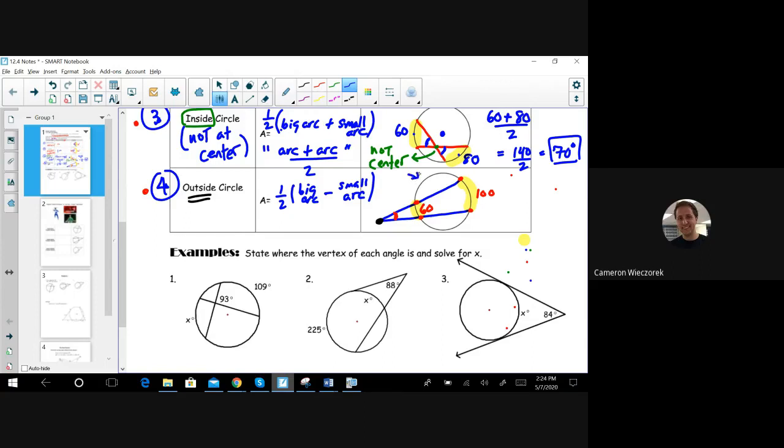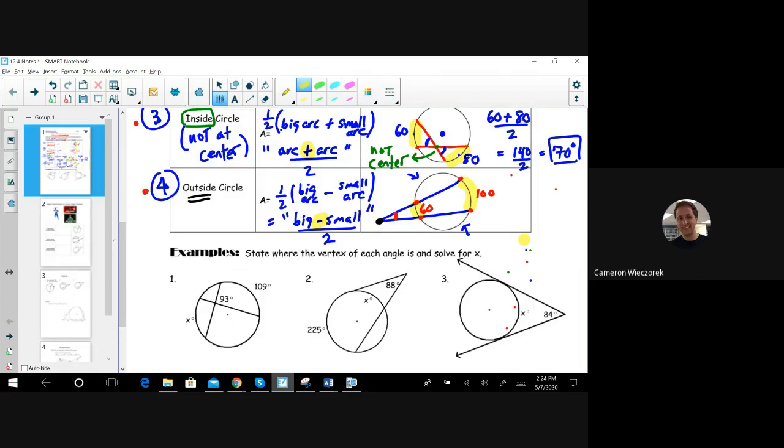And we're always looking at the arc measures that are in between the segments. Okay? We're not looking at this one and we're not looking at this one. We're looking at the ones highlighted in yellow. So just think of this as big minus small, just dividing it by 2. The only difference from the inside the circle and outside is this one's addition and this one is subtraction.